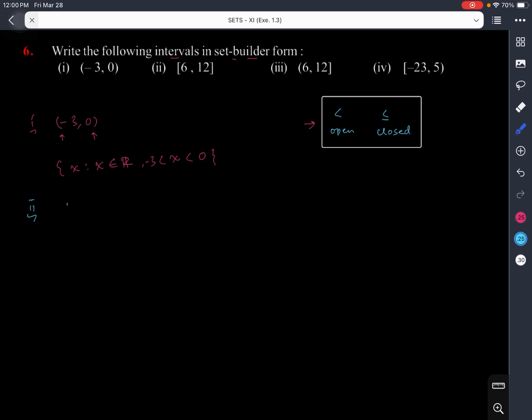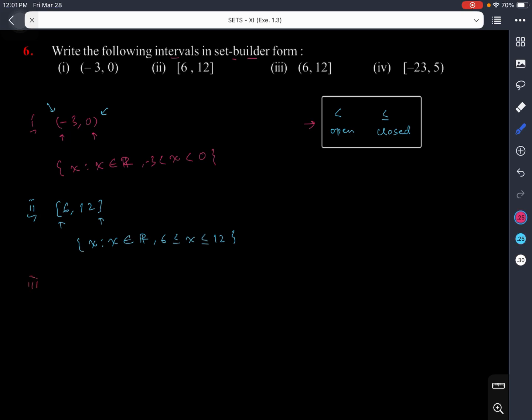Part number second, [6, 12]. So this interval is closed because the interval is enclosed in brackets. In previous case, the interval was enclosed in parentheses, so this was an open interval. Here the interval is enclosed in brackets. This means that it is a closed interval. So in set builder form, this interval can be represented as x such that x is a member of real numbers, where x is greater than or equal to 6 but less than or equal to 12.